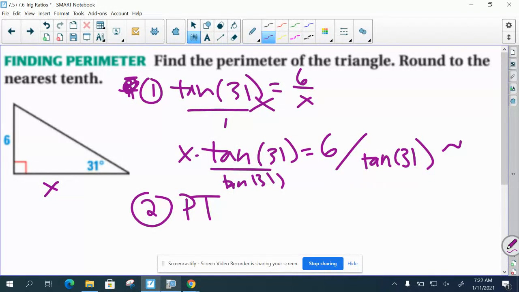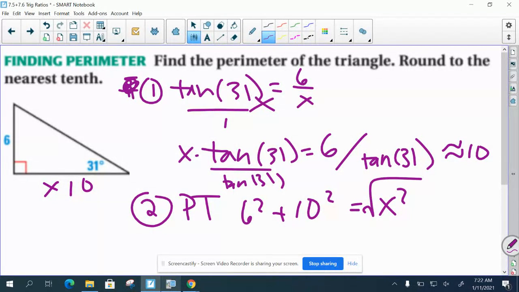We could just call it 10 because it's to round to the nearest tenth. So next, this is 10. Let's use the Pythagorean theorem to get the hypotenuse. So it says 6 squared plus 10 squared equals x squared, or h squared. Take the square root of both sides.